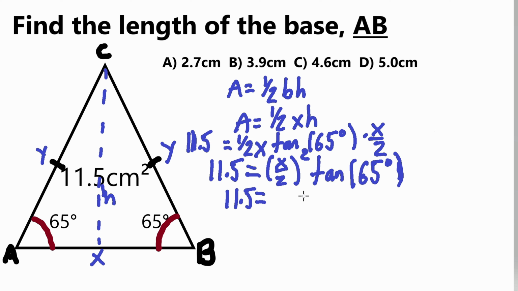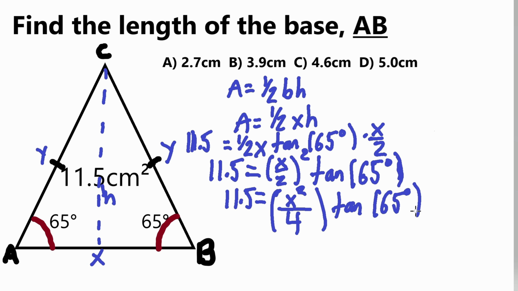So whenever you square a fraction, it's the same thing as squaring the top just by itself and the bottom by itself. So for example, our x over 2 squared will become x squared over 2 squared. So that's 4 times, and now I'm going to still multiply it by tangent of 65 degrees to make it still neat a little.